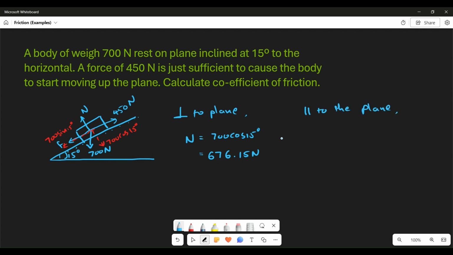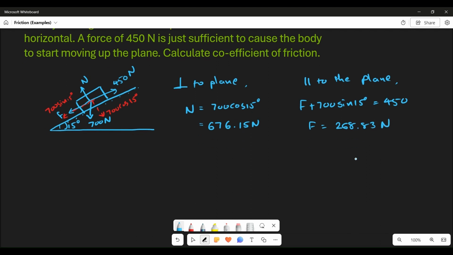Now parallel to the plane, F and 700 sin 15 both are coming downwards. So these two we will write on one side, and on the other side we will write this 450. So F plus 700 sin 15 degrees is equal to 450. Now solving this, you get F is equal to 268.83 Newton.